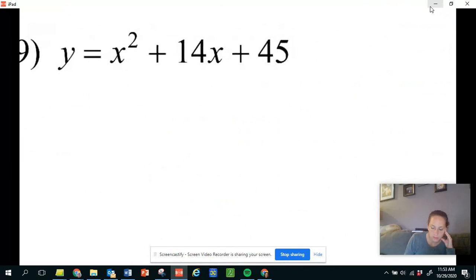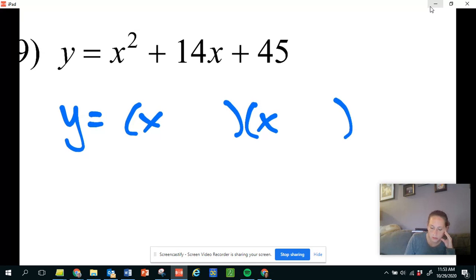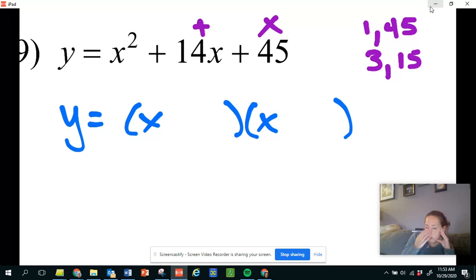Okay, this one. No greatest common factor, so I'm just going to go straight to it. Need two numbers that multiply to 45, but add to 14. So things that multiply to 45, I've got 1 and 45, 3 and 15, 2 would have given me a decimal, 4 gives me a decimal, 5 and 9, 6, 7, and 8 will give me decimals.